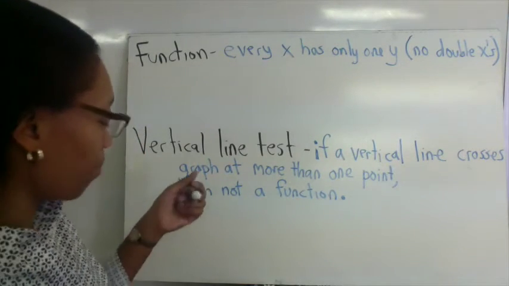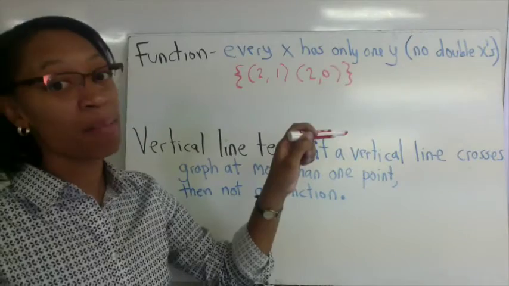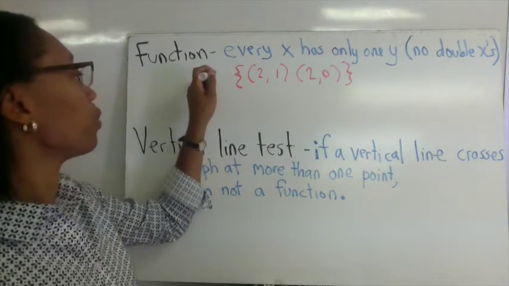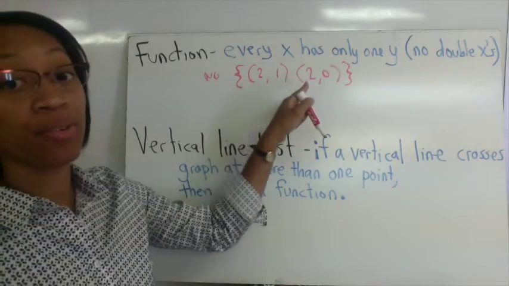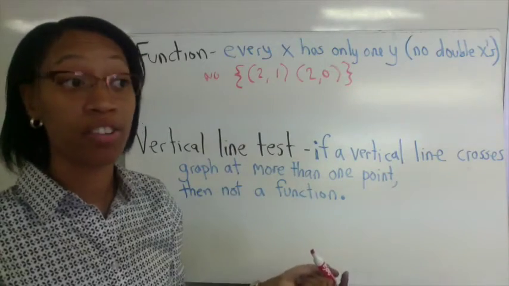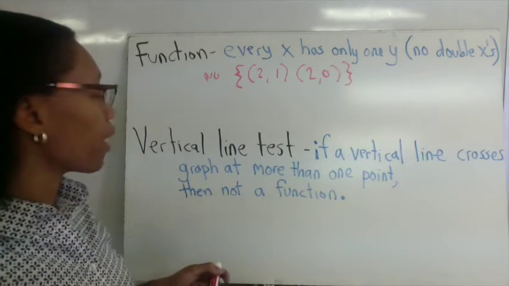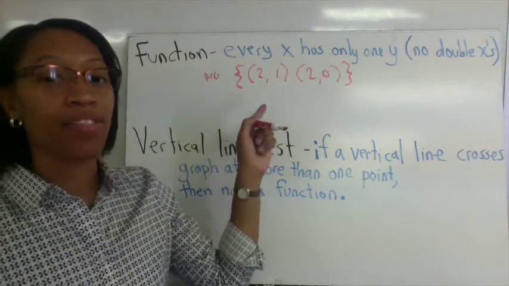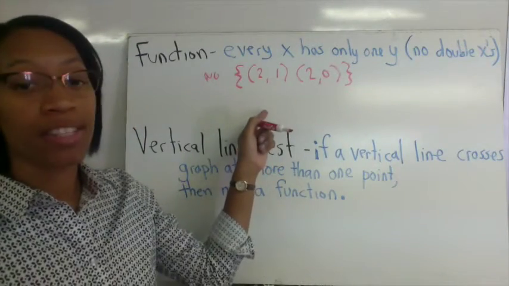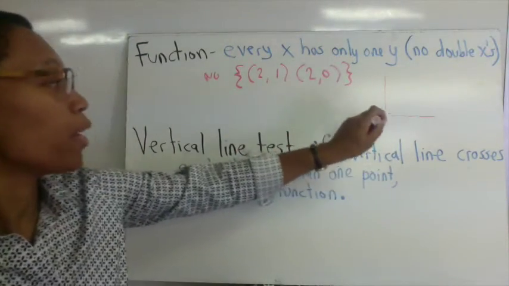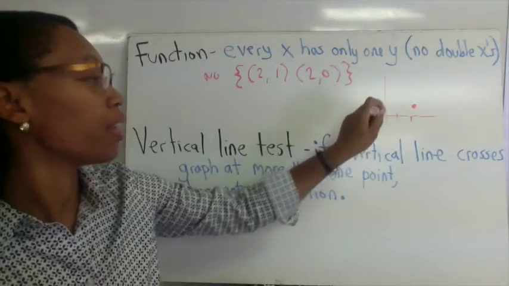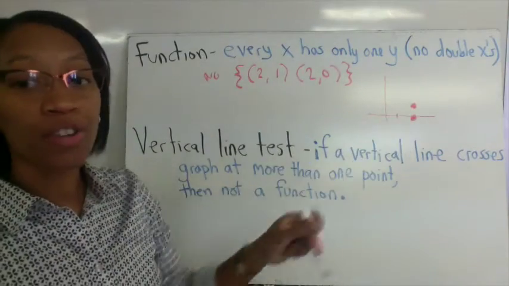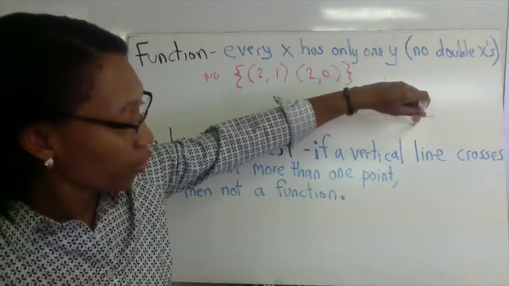Good. So if you had something like this, that would not be a function, right? Because the 2 goes to 1 and then 2 goes to 0. The 2 can't go to two different things. All right. So now what would that look like if you were to graph this? It's not a function. Well, the point 2, 1 and the point 2, 0 are two points that are right on top of each other.